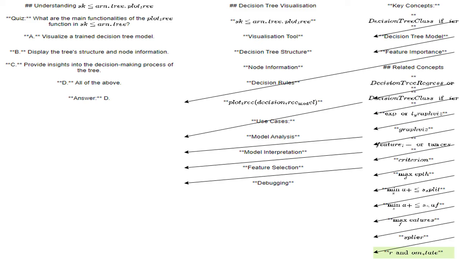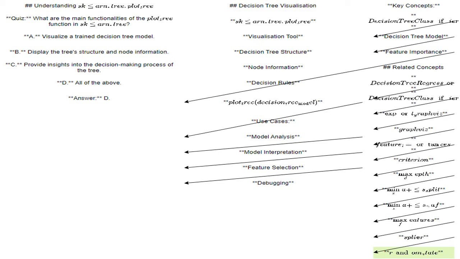Feature importance: a measure of how important each feature is in the decision-making process of a decision tree. Use: identifying the most influential features for model performance. plot_tree(decision_tree_model): the syntax for using the plot_tree function, where decision_tree_model is a trained decision tree model. Use: generating a visual representation of a trained decision tree model.